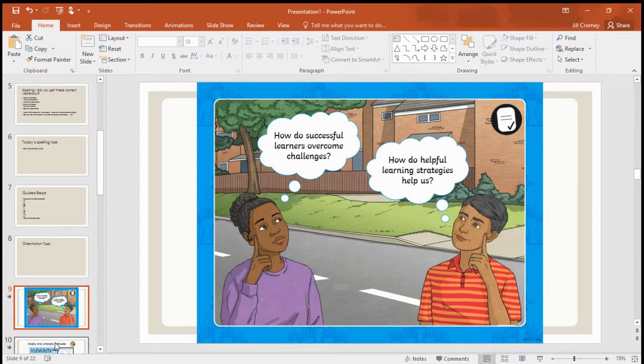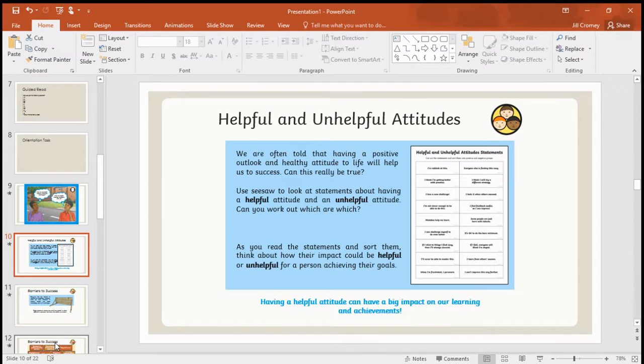So we started yesterday thinking about aiming high and some of those statements and the different types of learners that you might be. And I saw some of your quizzes posted on Seesaw yesterday. If you didn't have a chance to do that yesterday, have a look through. It's quite an interesting exercise. But we're going to think today about successful learners overcoming challenges and how learning strategies help us. Okay. So there's another task for you to do on Seesaw today.